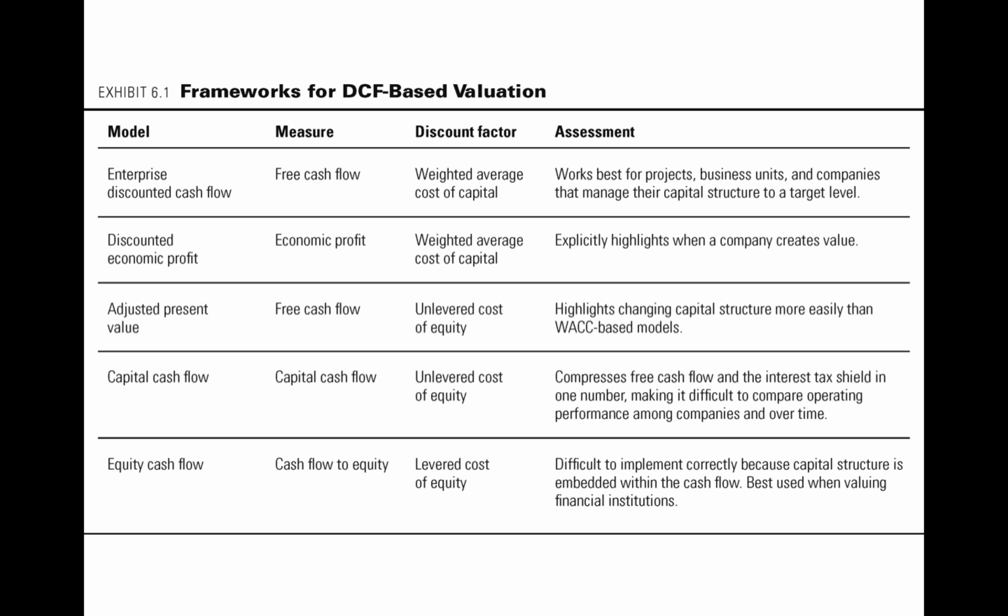So here's the point. One of the underlying assumptions of DCF is that a company will maintain a target capital structure. That's implicit in the enterprise DCF and the discounted economic profit methodologies. So the debt and equity doesn't really change over time. And by the way, that's why we use the weighted average cost of capital, right? Because we can use one weighted average cost of capital for the entire valuation because we're assuming that the capital structure is not changing. Right?